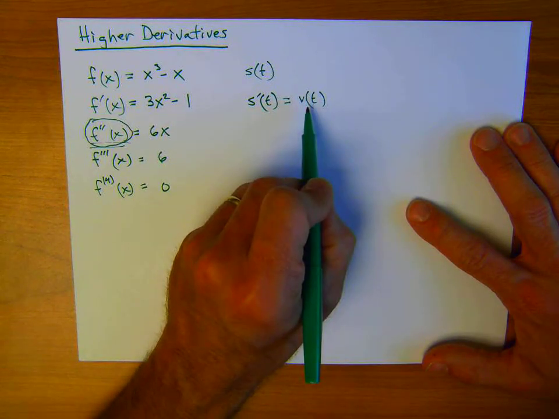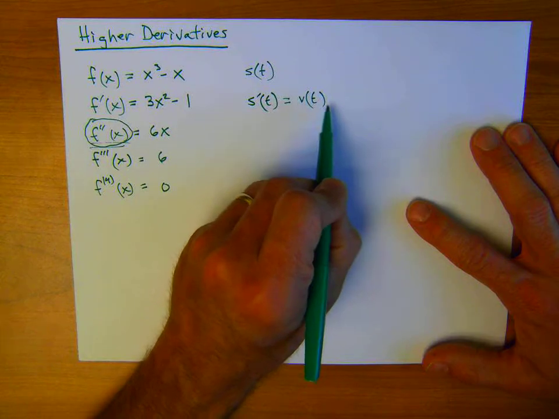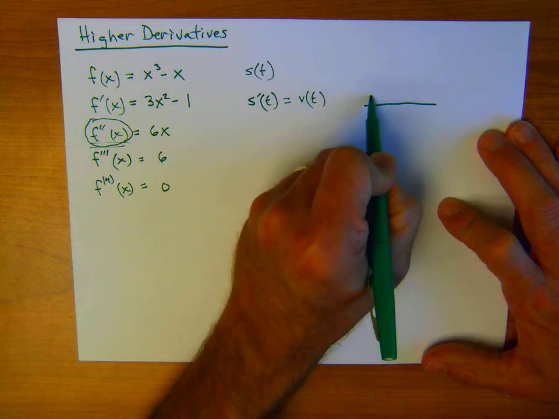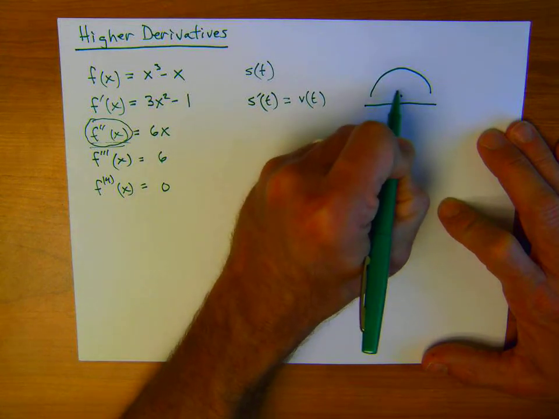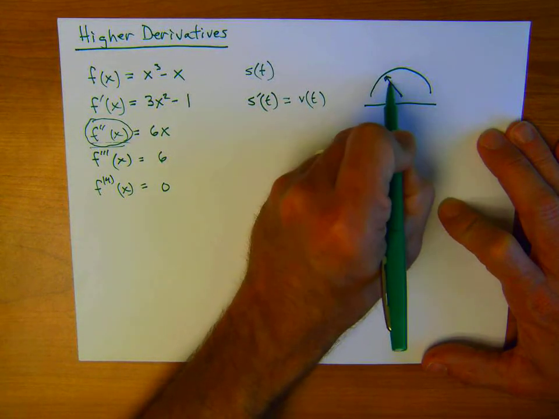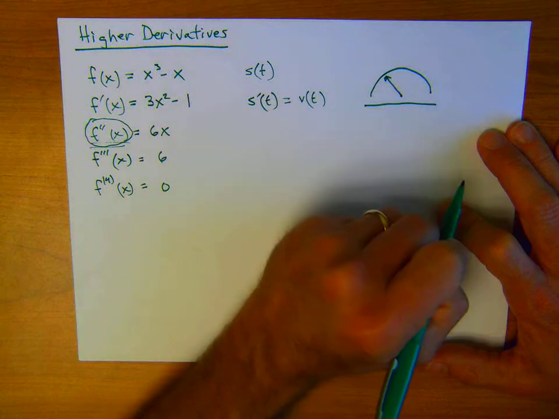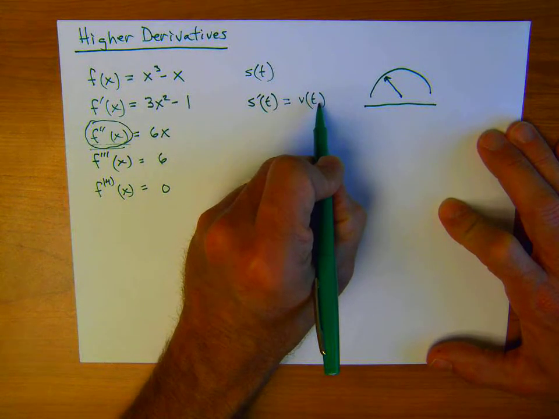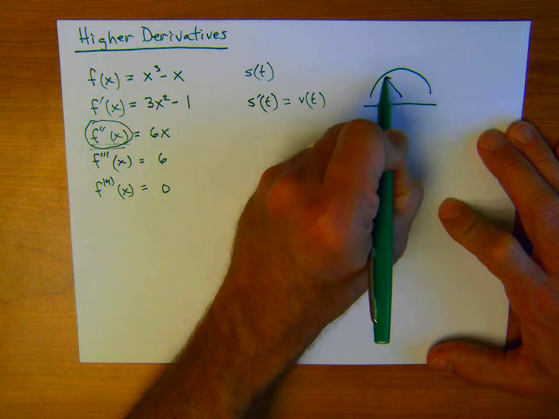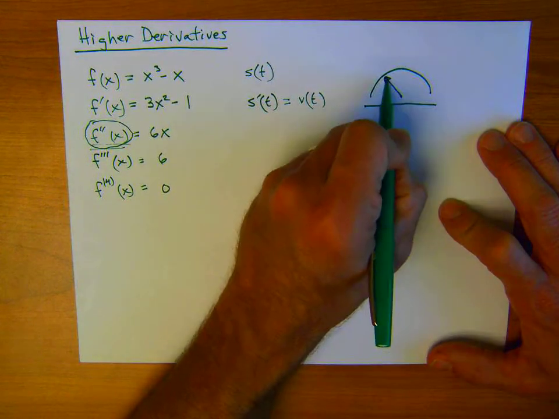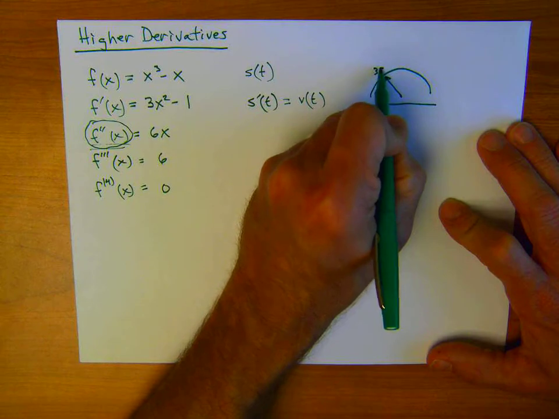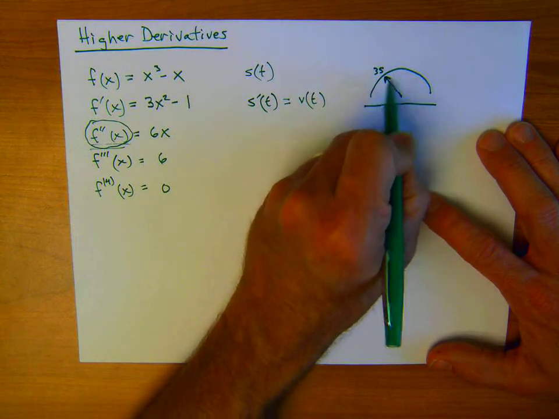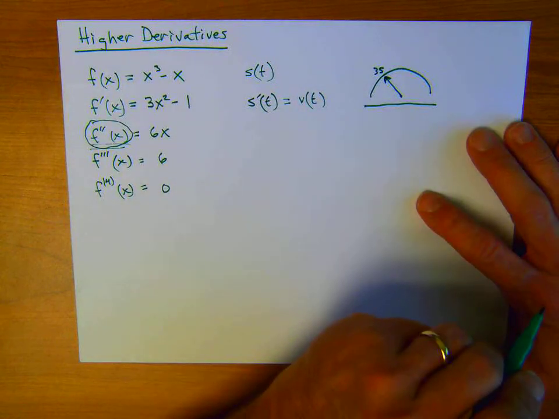Anytime you see the speedometer going up or down, if you think of a speedometer, so here's your speedometer, and you have your little arrow. If that arrow is moving, then velocity is changing with respect to time. If it's stuck in one place, then we would say velocity is constant. If you're just staying at 35 miles an hour, then velocity is constant. But if that is moving at all, then your velocity is changing with respect to time.